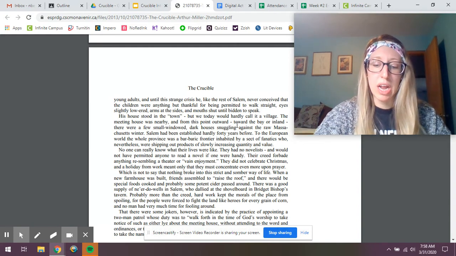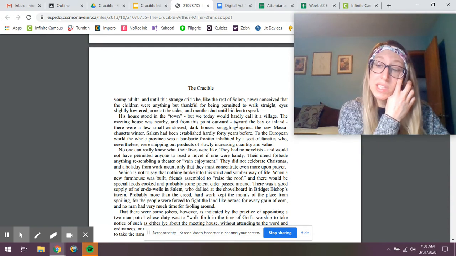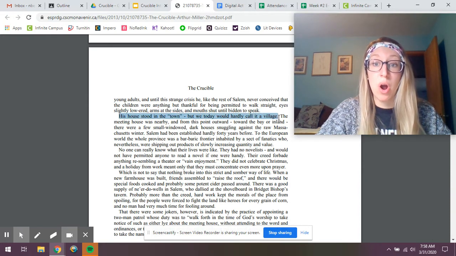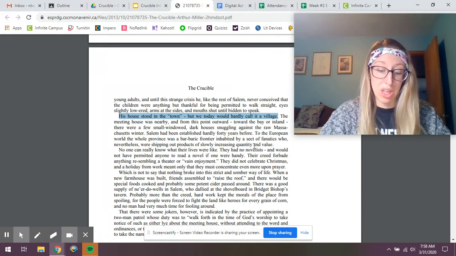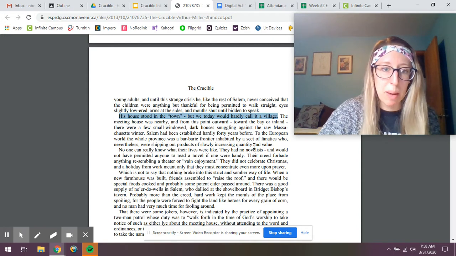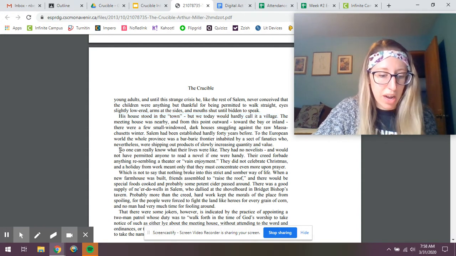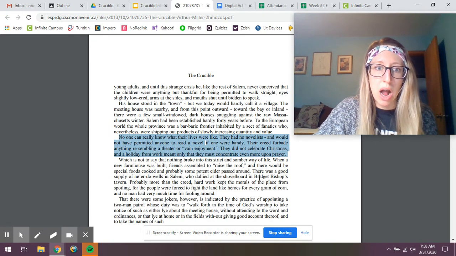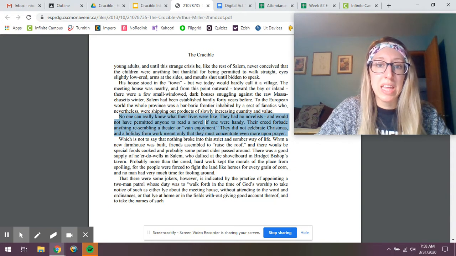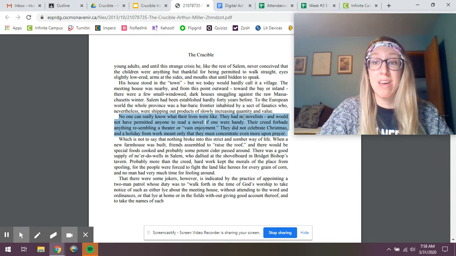We also learn about the town and what Salem is like in this introduction as well. So I want to point out a couple of things. His house stood in a town, but today we would hardly call it a village. That's indicating how small this quote unquote town really is. It's very, very tiny. And then this paragraph right here describes what the townspeople are like. No one can really know what their lives were like. They had no novelists and would not have permitted anyone to read a novel if one were handy.